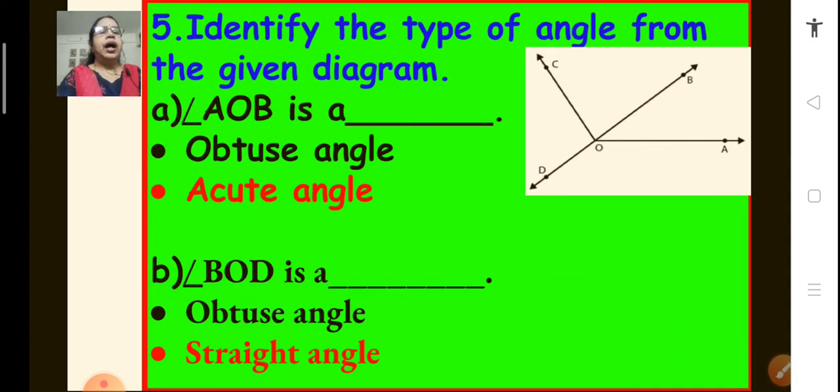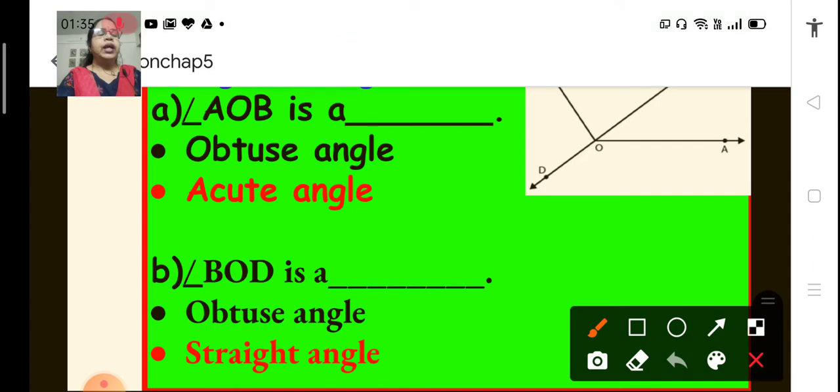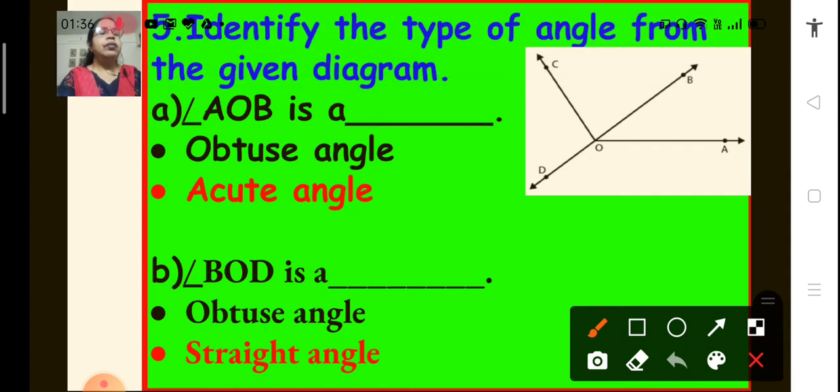Next question, identify the type of angle from the given diagram. Angle AOB is obtuse or acute, that we have to find out. Where is AOB? This is AOB. So we can observe and find out that it is an acute angle, less than 90 degrees. Next, angle BOD. Angle BOD is this one. So it is a straight line. It is a straight angle.